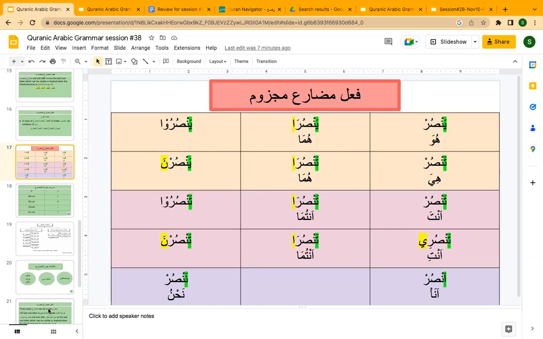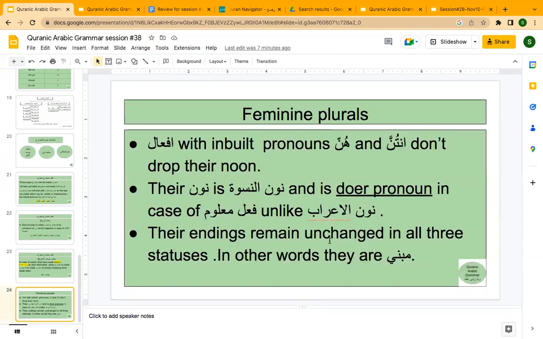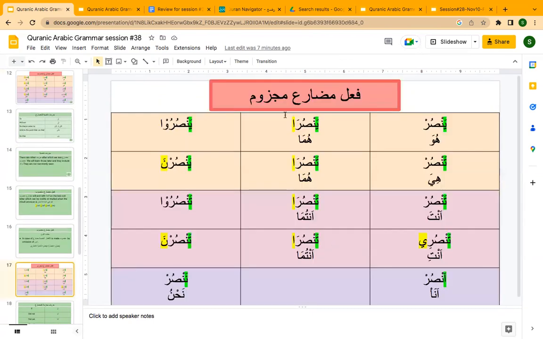So what happens to the noon? The noon stays there. It does not get dropped. And if I ask you a question in your test, why does it not get dropped? Because it's your doer pronoun. Did you ever drop your doer pronoun in any of these af'al? Did you notice any drop in your doer pronoun? No, you did not.